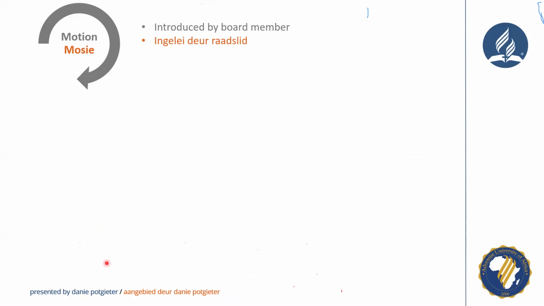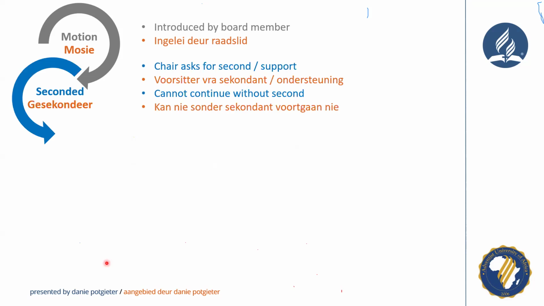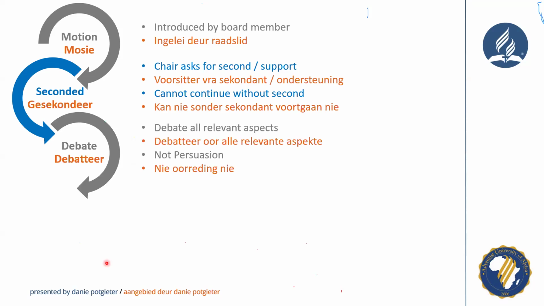So the motion is introduced by a board member. Then the motion is seconded. The chairperson asks for a second, which means there's support for the discussion. Without a second, as we've seen previously, you can't continue with that motion. It's lost. Then we debate the various aspects for or against.